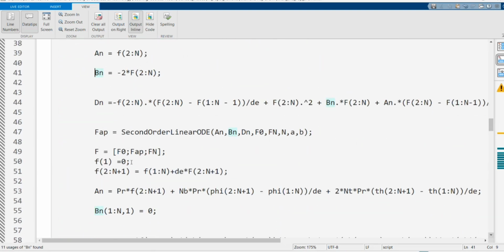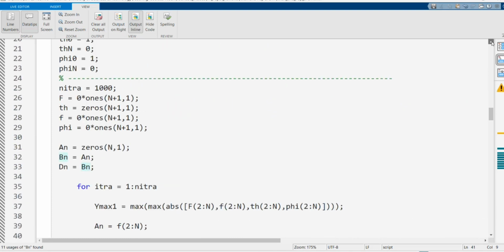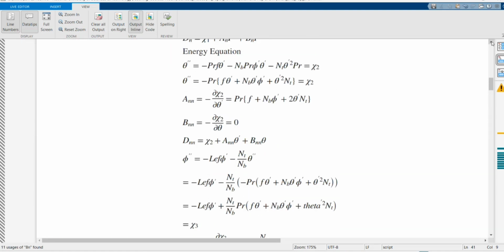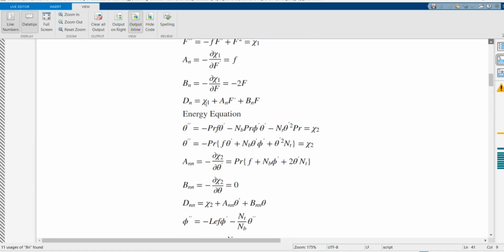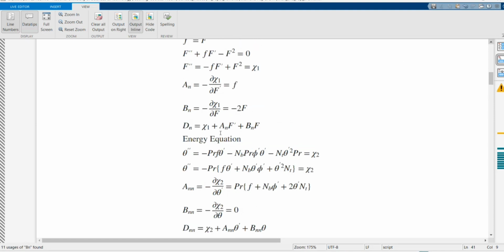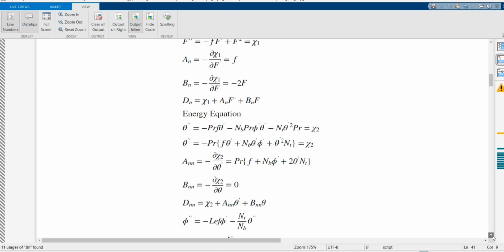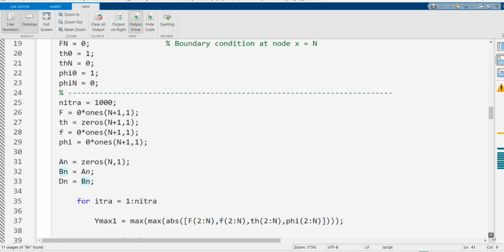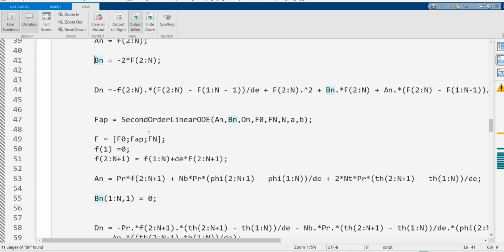We continue with this dn. Dn is chi1 and some other values you can see from the theory. You can pause the video, go back and see what was dn. Dn was chi1 and chi1 was this term, and so on. So pause the video and spend some time on it. This is dn, the function file that we will use for the solution of the momentum equation.